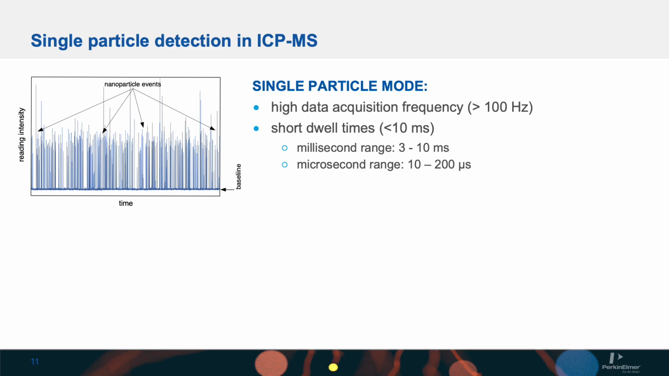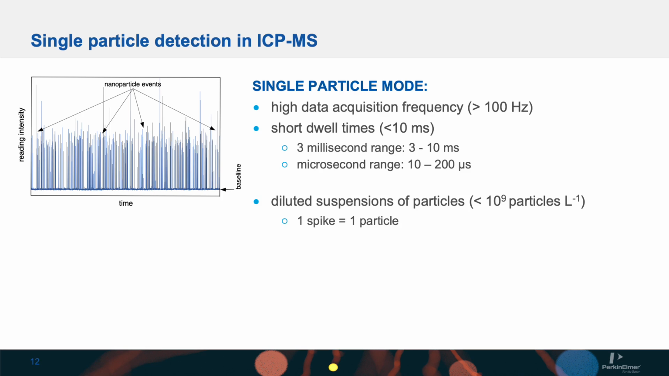Thus, the first requirement is the use of these short dwell times. First, instruments working in single particle detection were limited to use dwell times in the range of milliseconds. 3 to 10 milliseconds were typically used. However, with the last generations of instruments, shorter dwell times in the range of microseconds are available. This can be as low as 10 microseconds, although dwell times from 200 to 100 microseconds are typically used.